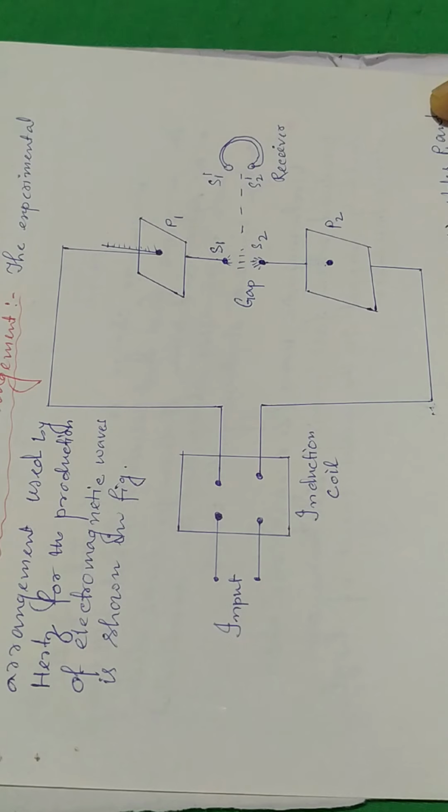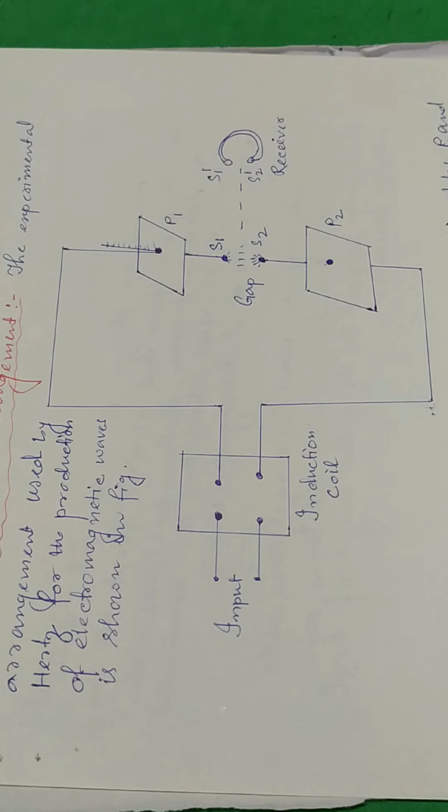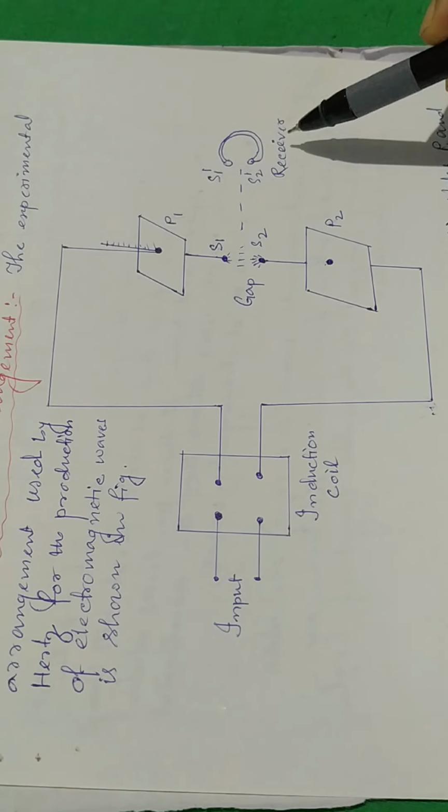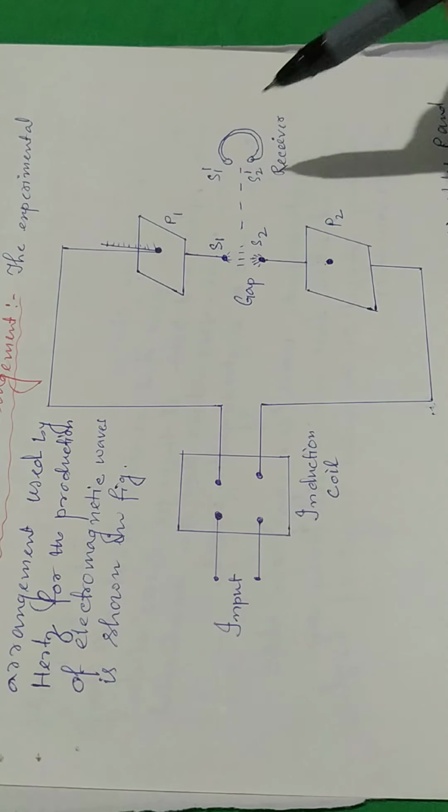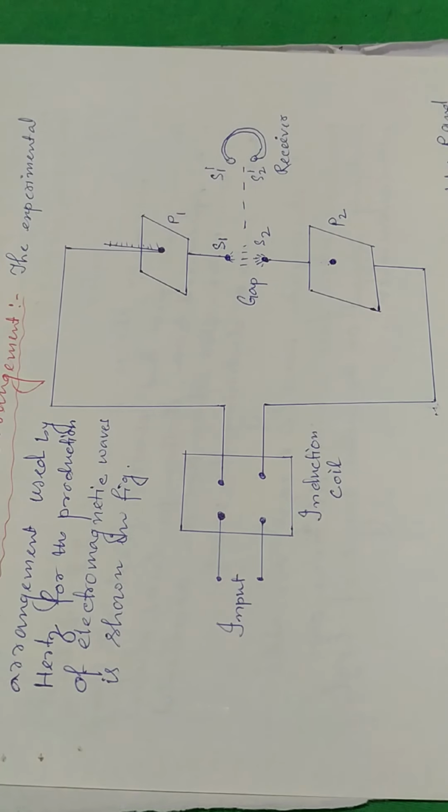In 1887, Heinrich Hertz performed an experiment to investigate electromagnetic radiation. He used a detector or a receiver made of a wire bent into a circle with metallic spheres on each end. A small gap was kept between the spheres S1' and S2'.